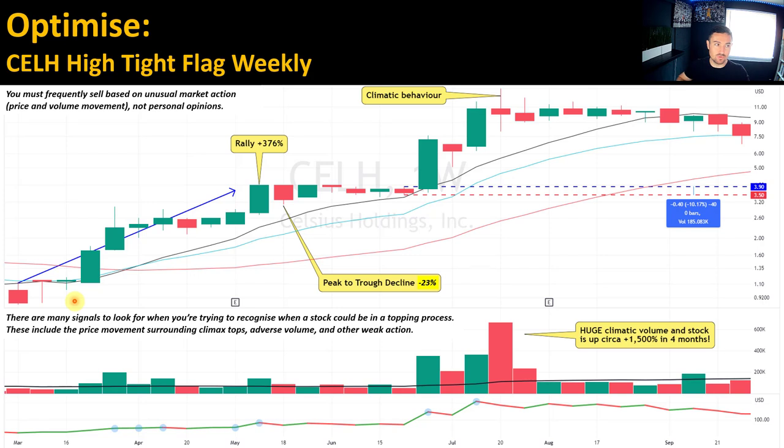We'll come into some sell rules around this. You must frequently sell based on unusual market action, price and volume movement, not personal opinion. So it's acting great for the first 3 weeks, but then the stock, you have a huge gain in it. It's gone from about $4.